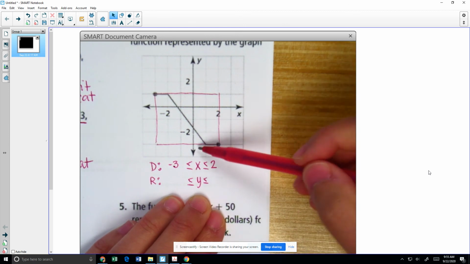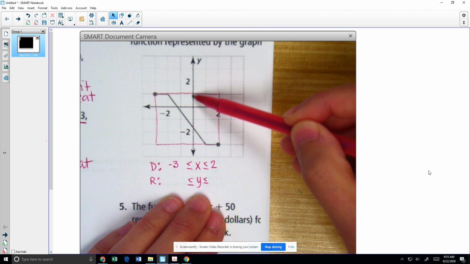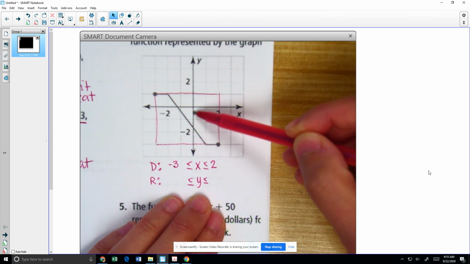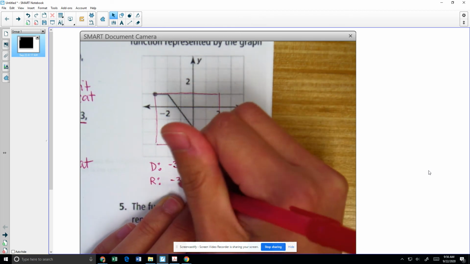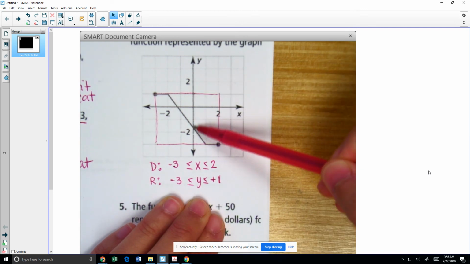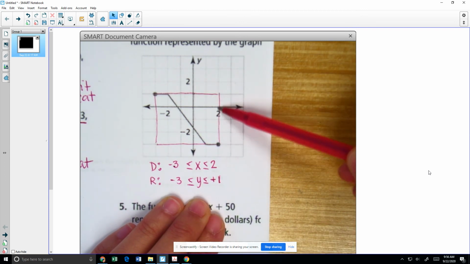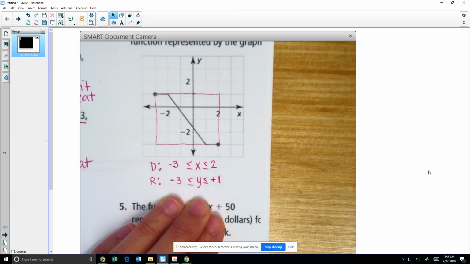The range is Y. The Y-axis is up and down. So how far low do you go and how far high does your picture go? Can someone raise their hand if they think they know this answer? Mason, go for it. -3 and 1. I'm sorry? -3 and 1. Perfect. -3, oops, sorry, +1. Good. How far low you go is -3, and the picture goes as high as +1, so -3, +1.